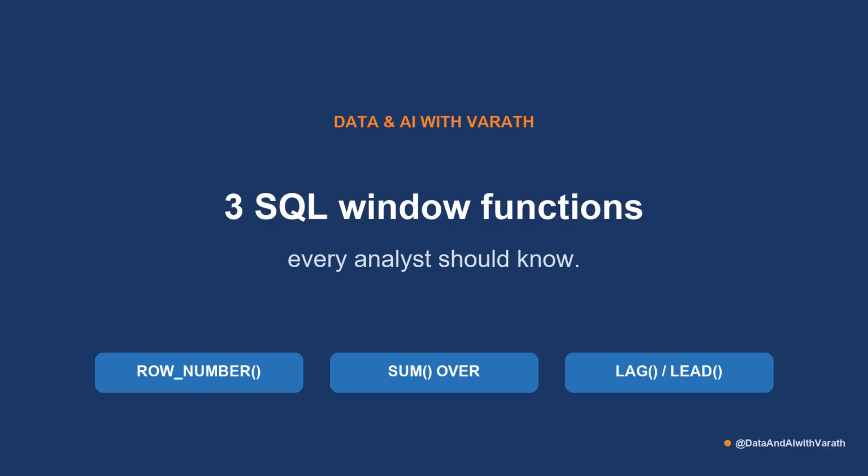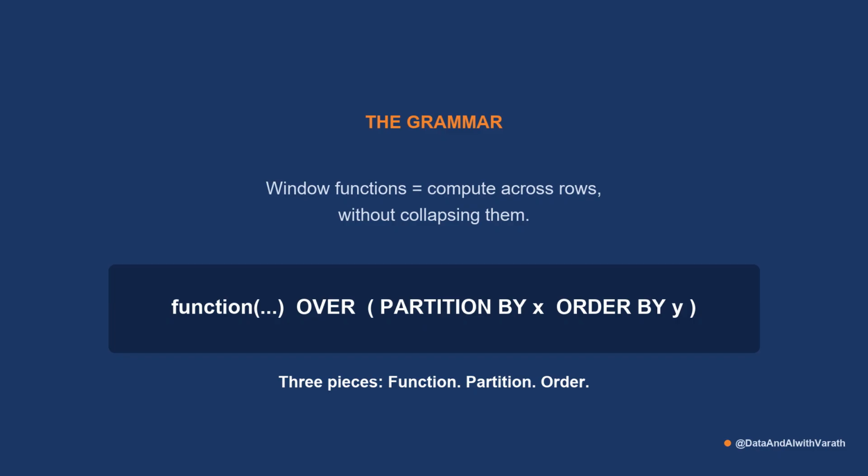First, the grammar. A window function calculates across a set of rows called a window, but returns one row per input, compared to GROUP BY, which collapses rows. Syntax: function() OVER (PARTITION BY column ORDER BY column). Three pieces: function, partition, order. Master that grammar, and the rest is just plugging in the right function.